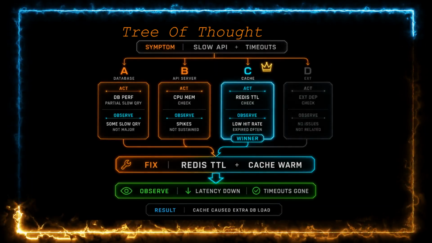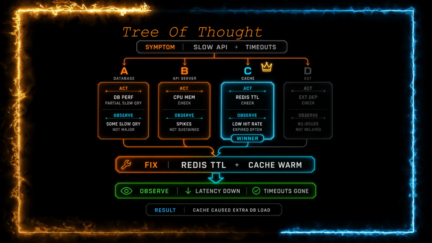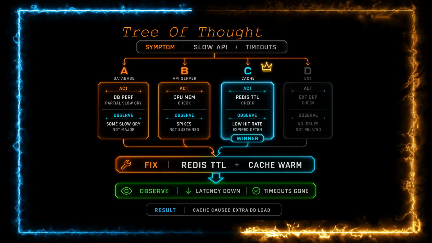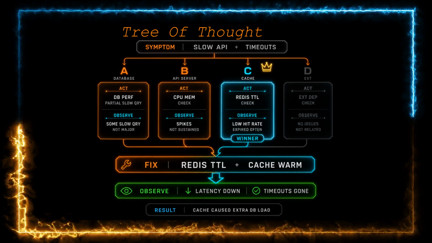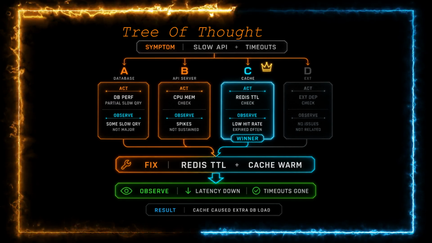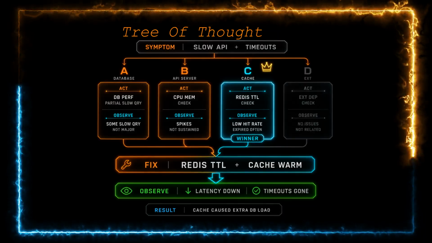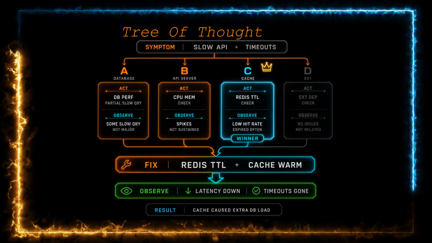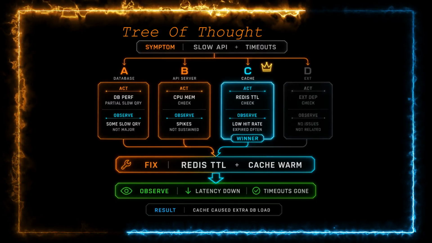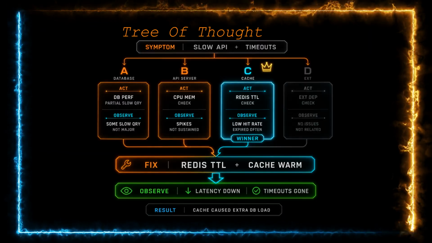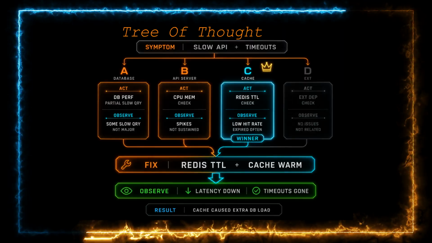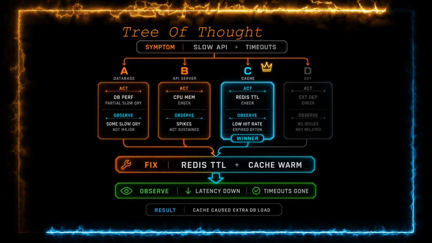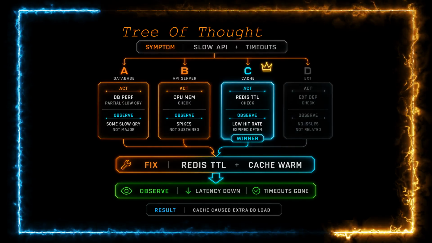Example: my production API is slow and sometimes times out. Find the cause. Generate options. Branch A, database bottleneck. Branch B, API server overload. Branch C, cache misconfiguration. Branch D, external service latency. Evaluate options. Branch A, act: check DB query performance. Observe: some queries are slow, but not all requests affected.